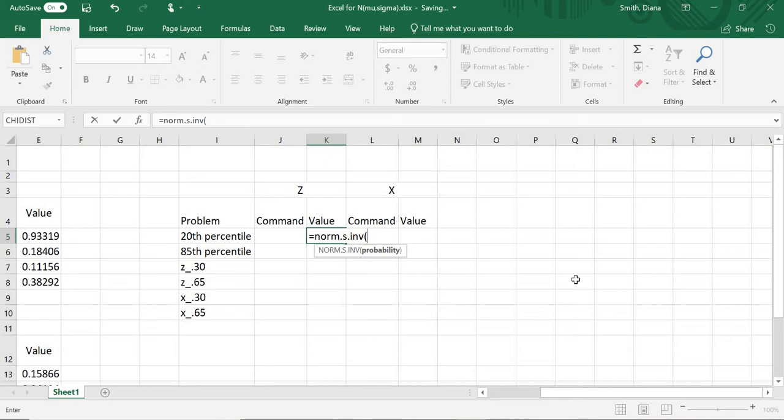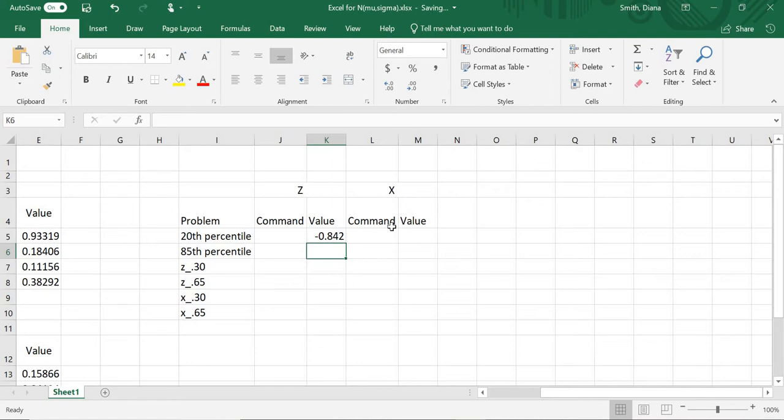So just like with the table, the probability is the area to the left, or the probability to the left, which is exactly what the percentile is. So I want the probability. I'm going to change 20% to a decimal. So I'm going to do norm.s.inverse, or INV, of 0.2. That's going to give me a negative z value, which we would expect because we're less than 50%.